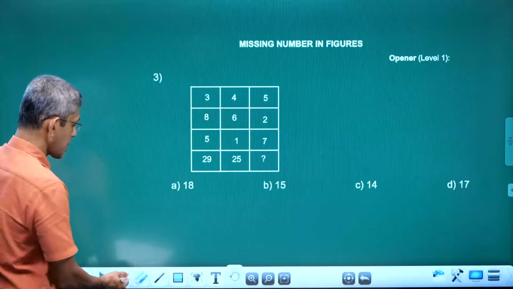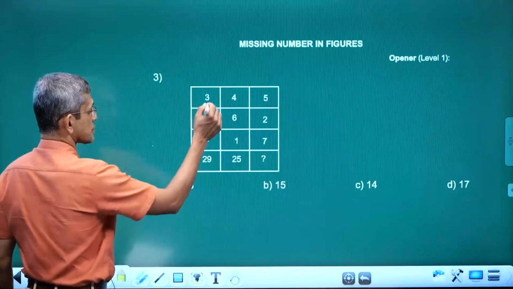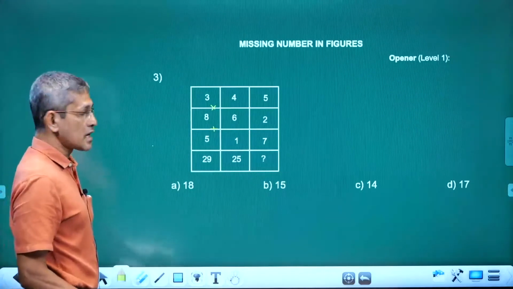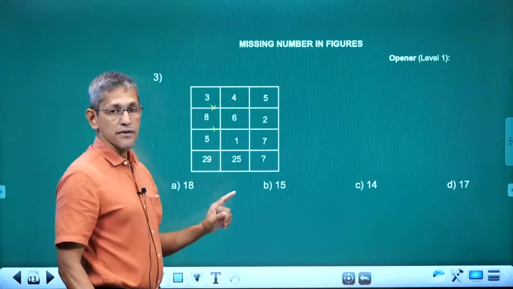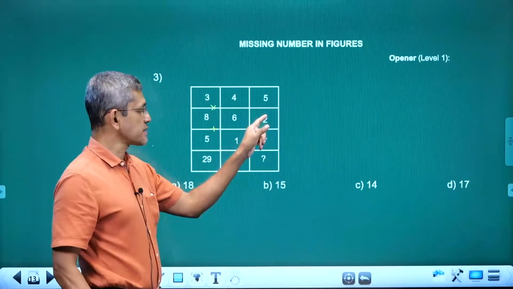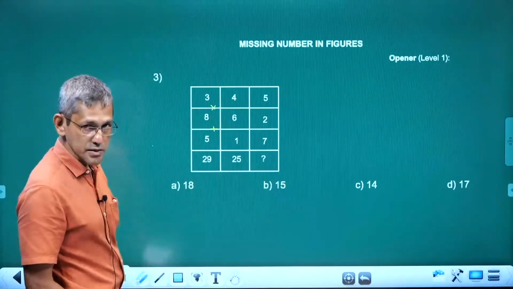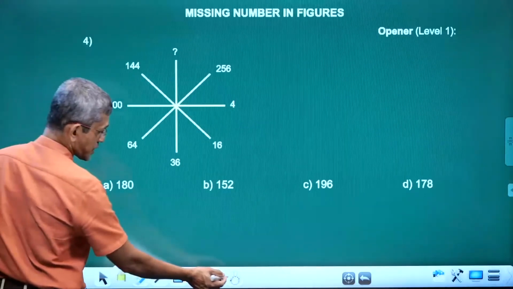Okay, I think most of you guys have noticed this, right? So 8 into 3 is 24. 24 plus 5 is 29. And same way here. 4 into 6 is 24. 24 plus 1 is 25. Same way here. 5 into 2. 5 into 2 is 10. 10 plus 7 is 17. So the answer choice, last answer choice, 17. Next one. This is what it is.